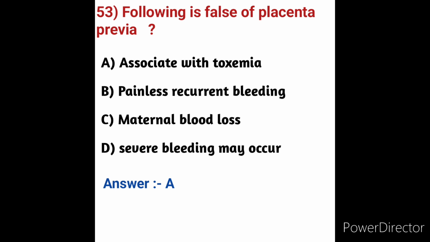Here in placenta previa cases, we can see painless recurrent bleeding, maternal blood loss also is there, and severe bleeding may occur. Here option A is the false option in placenta previa, associated with toxemia. What is toxemia? A disease caused by the spread of bacteria and their toxins into the bloodstream, also known as blood poisoning and septicemia. Option A is the false allegation in placenta previa. Option A is the correct answer here.